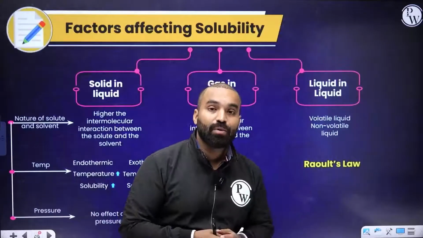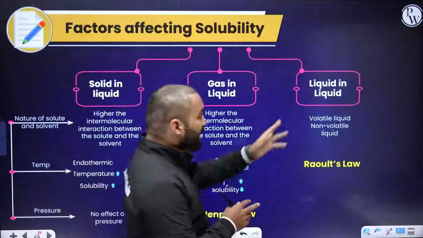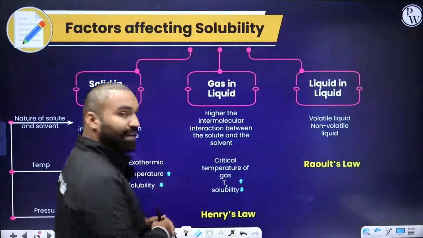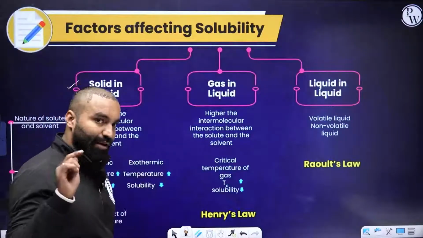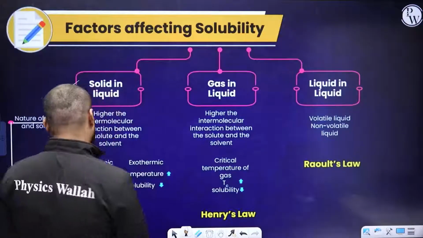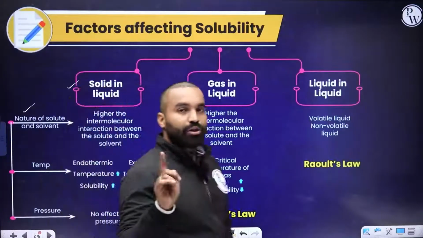vary the solubility of one component in another component. For example, liquid in liquid, gas in liquid, and also solid in liquid. What are those factors which affect it? First factor is the nature of the solute and the solvent.